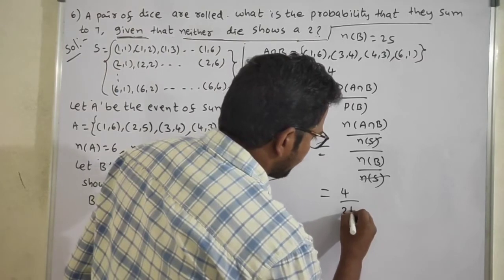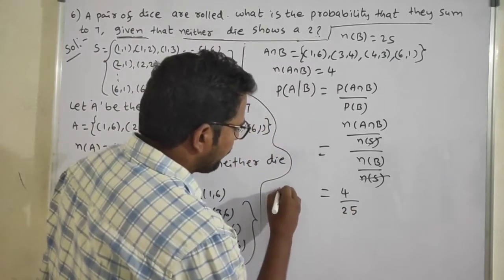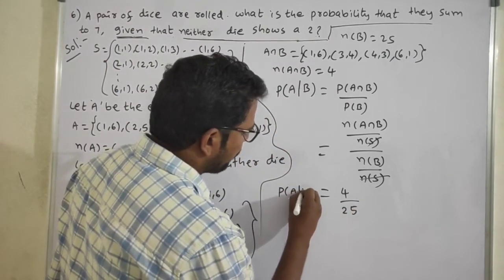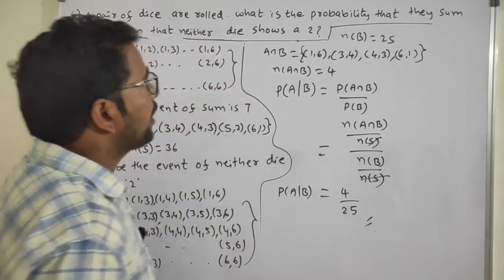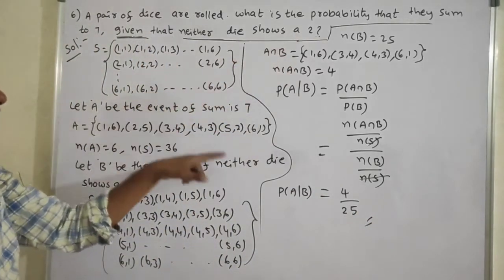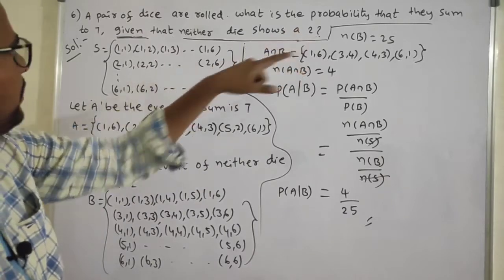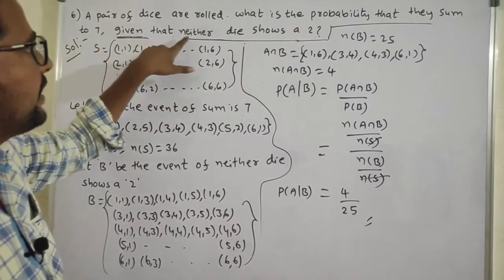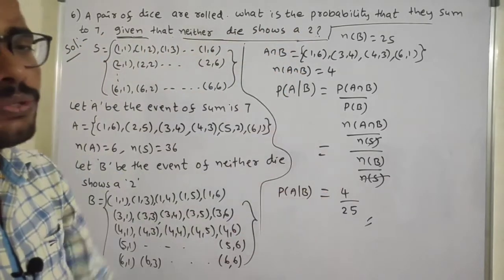N of B is equal to 25. This is P of A divided by B. Therefore, the probability that the sum is 7 given that neither die shows a 2 is 4 by 25.